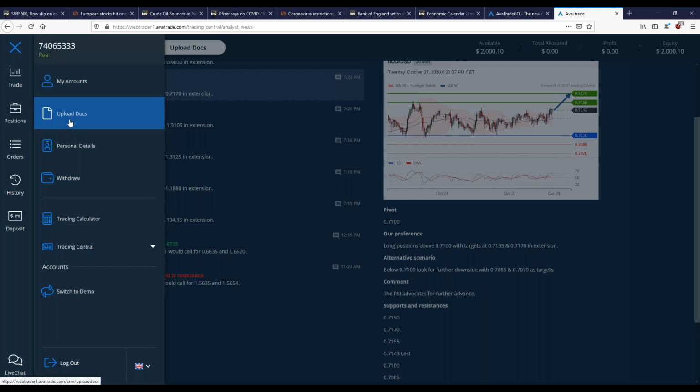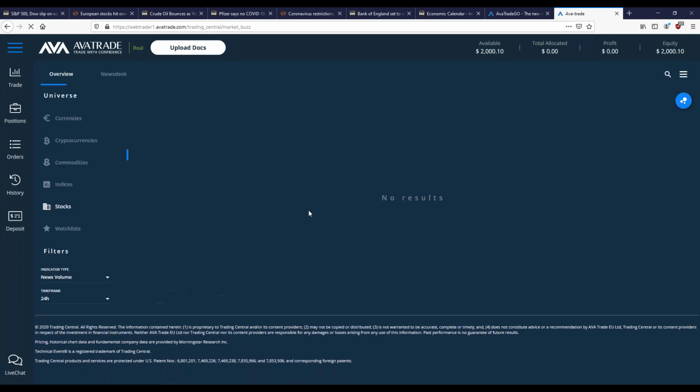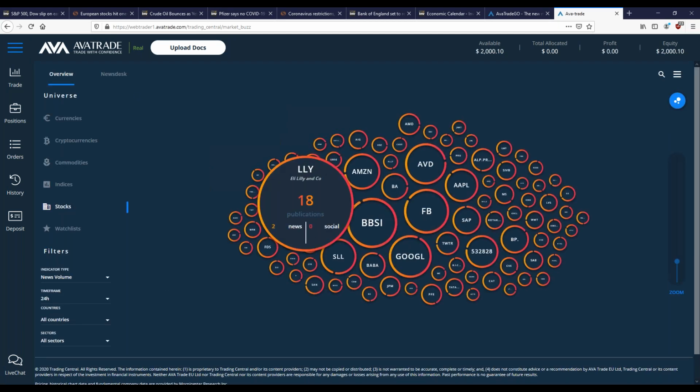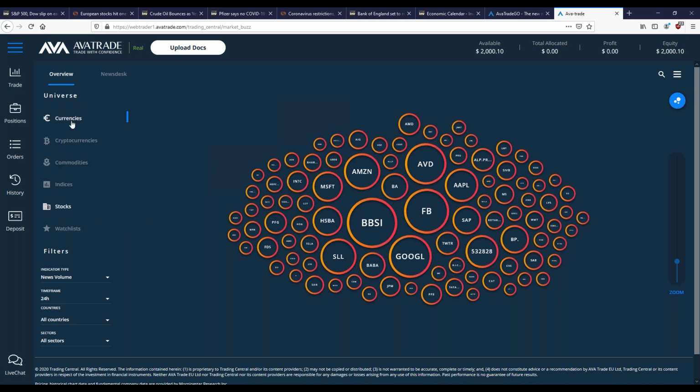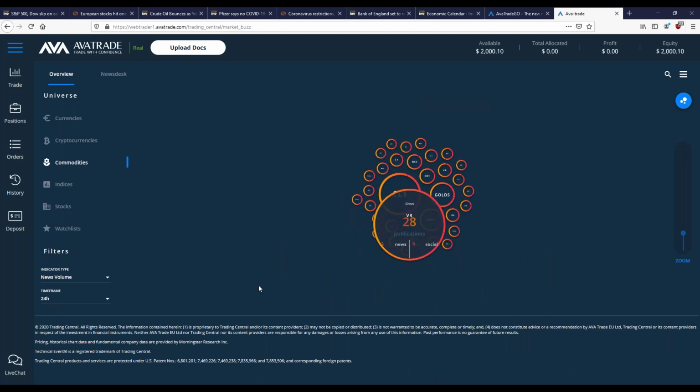Okay, all kinds of features here. So Trading Central, that was analyst views. Market Buzz, I really like this one. This is neat. When we look at the Market Buzz, more fundamental news. You know, we're talking about fundamental analysis today. So look at this. If we go to currencies, cryptocurrencies, commodities, let's click on commodities. The one with the biggest ball is the one with the most buzz.